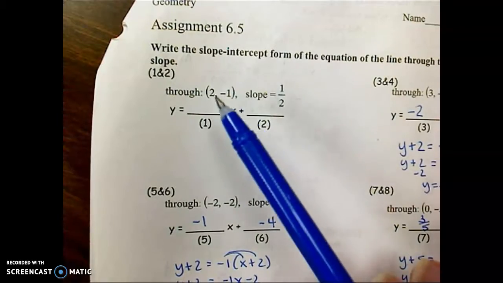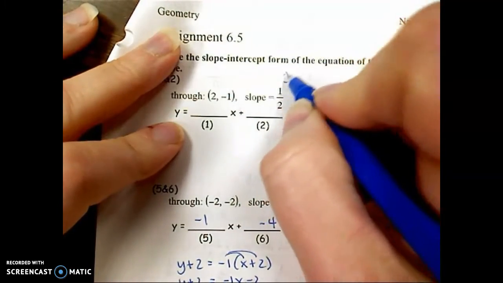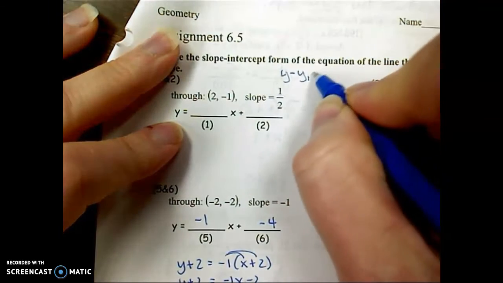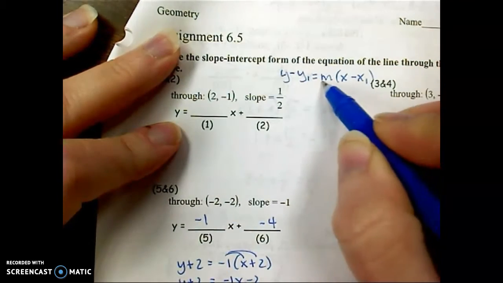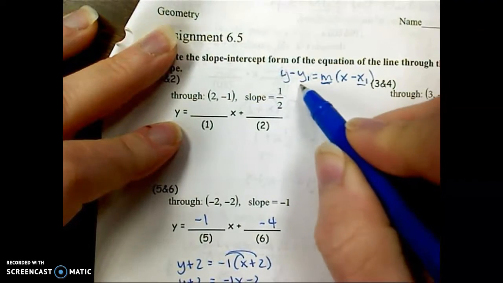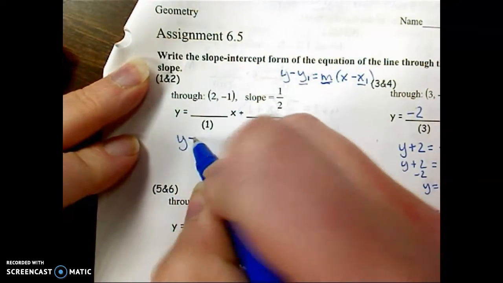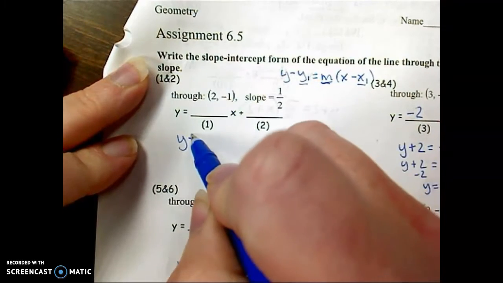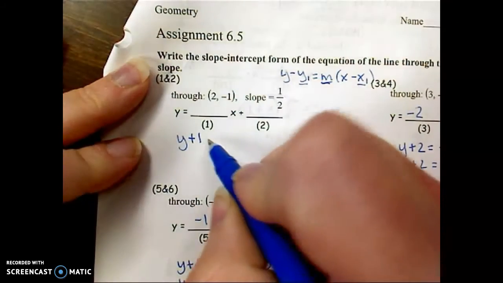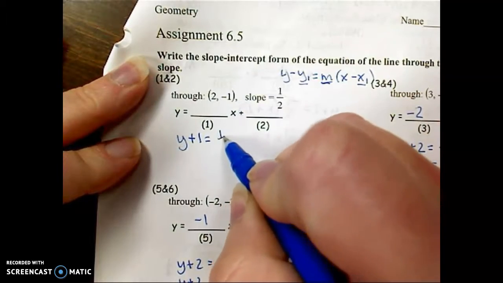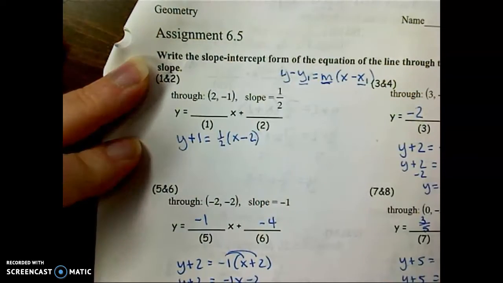So remember, anytime you know a point and the slope, you're going to start off with point-slope form, which is y minus y sub 1 equals m times x minus x sub 1. So your slope goes in for m and your point goes in for the x1 and y1. So we would have y minus a negative 1, which remember becomes plus 1 when you subtract a negative, equals our slope of 1/2 times x minus our x-coordinate of 2.